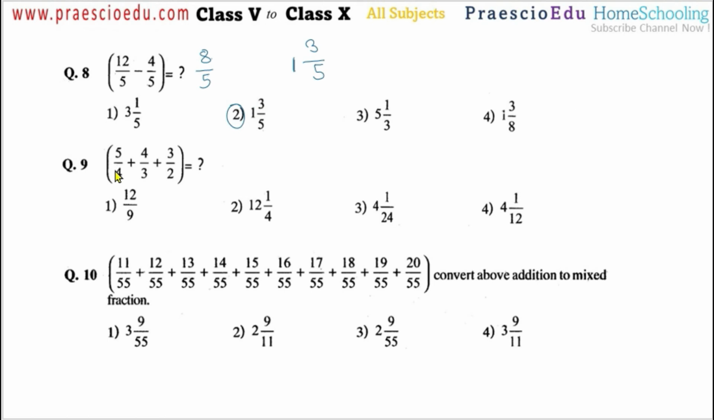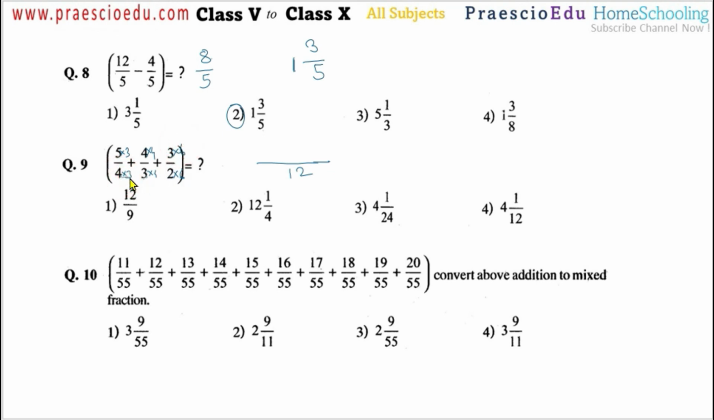Now question 9, in a bracket 5 upon 4 plus 4 upon 3 plus 3 upon 2. Now 4, 3 and 2 are the denominators, which are different. So now we have to find the common multiple, and that should be the least, meaning LCM. So 4 multiplied by 3 is 12. So here 12 we keep as it is. To make this 12 we have to multiply by 3, and the same will be done with the numerator. Here multiply by 4 and the same multiply by 4 here also. Here multiply by 6 and the same multiply by 6 here also.